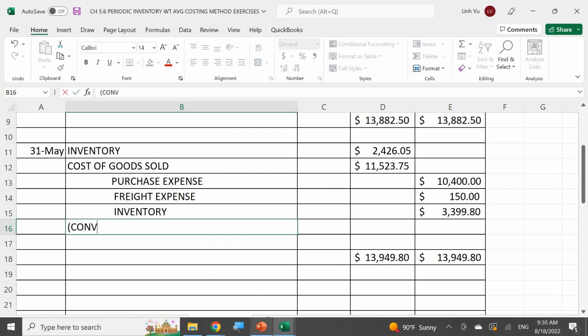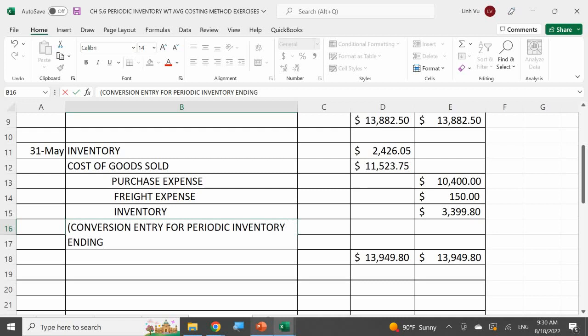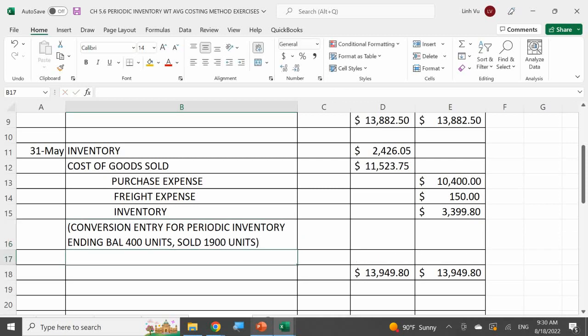Okay, so now it's the conversion entry for periodic inventory, right? We had an ending balance of 400 units, and we sold 1,900 units. Okay, good. All right.